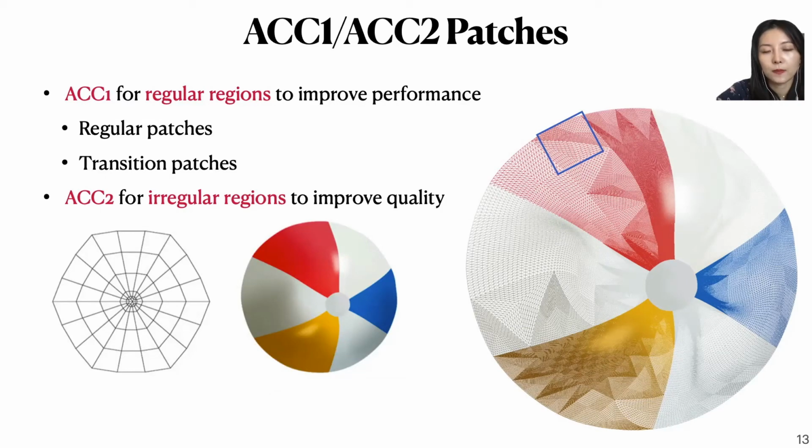As you can see in this beach ball mesh, most faces are rendered with ACC1 patches. These faces containing triangles are also ACC1 patches, but they are transitional patches. I will introduce transitional patches later in detail. Also, in this example, there are several irregular faces around the center of the ball. Only these faces are rendered with ACC2 patches. So this allows us to do global subdivision, so that the mesh created by our method is less dense than global subdivision.